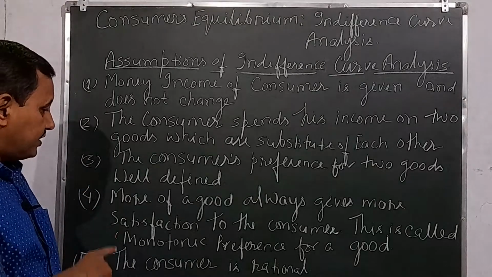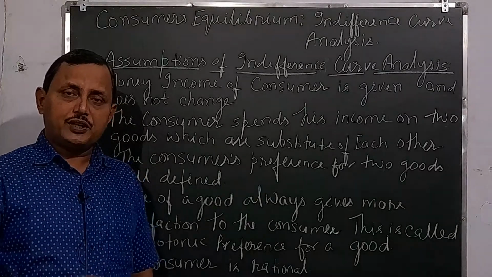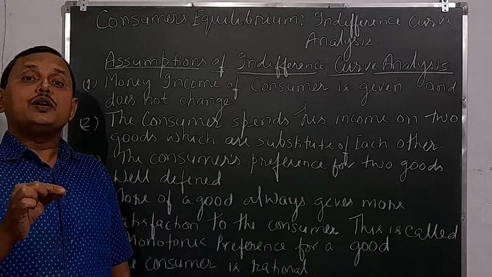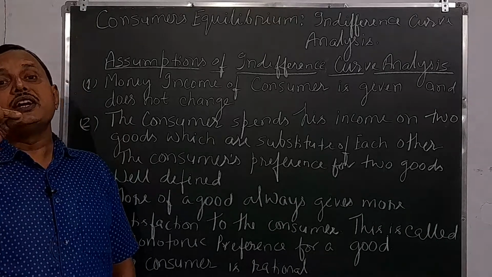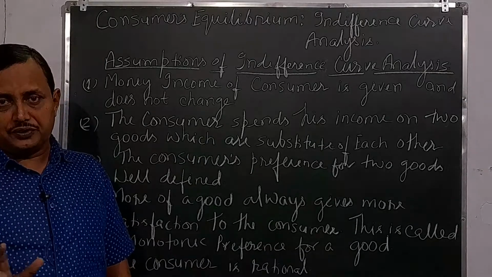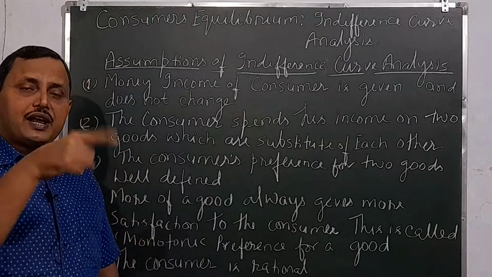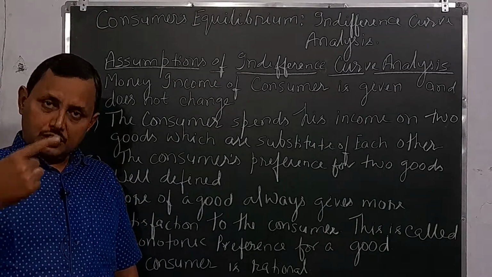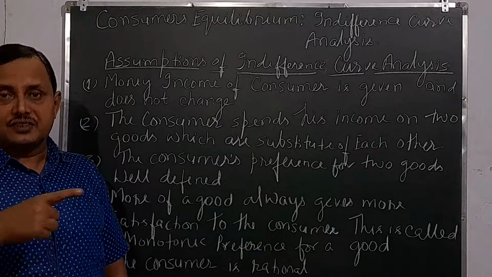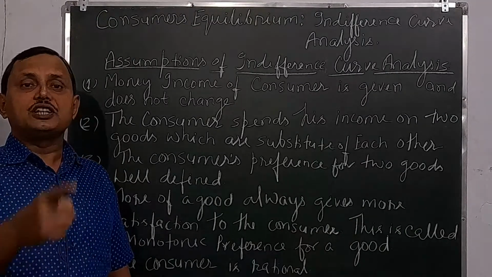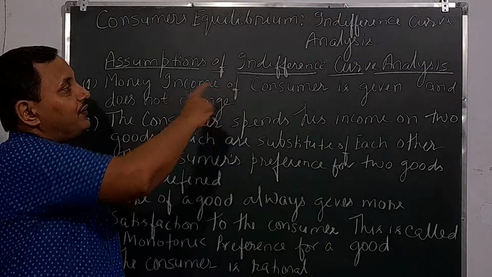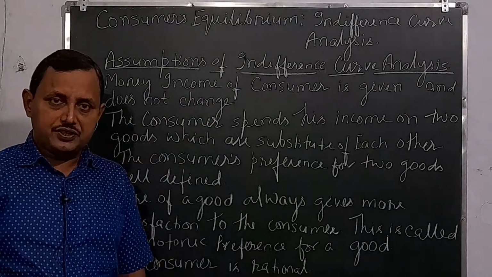Fifth assumption is consumer is rational. What is the meaning of this? It means consumer always tries to maximize his satisfaction within given income and given prices of goods. He is allocating his income onto goods and services in such a way that total satisfaction is maximum. So these are the assumptions over which indifference curve analysis is based.